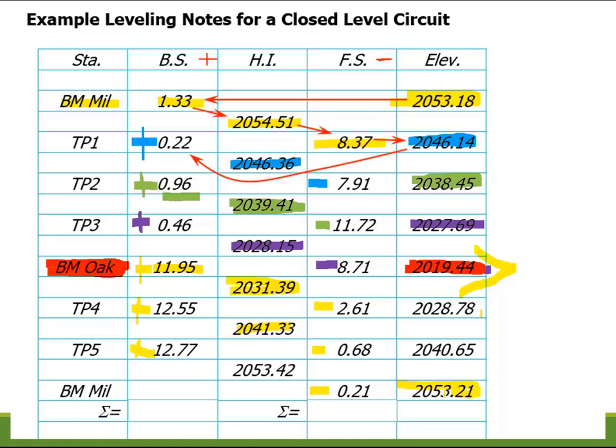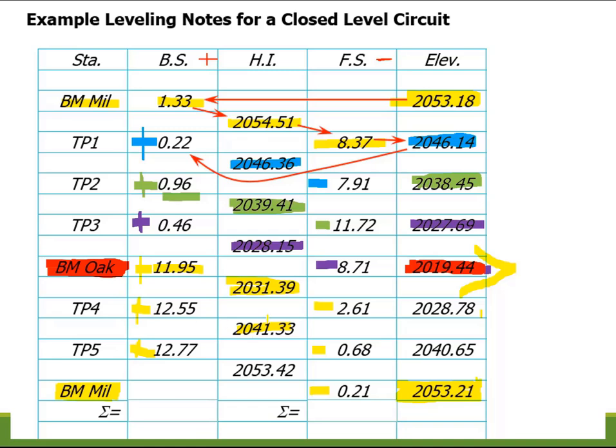At this point, I make the comparison, right? I came back to the benchmark and my calculated elevation is 2053.21. So I, however, know that I'm supposed to be at 2053.18. So I have 3/100ths of a foot in this case of error that needs to be distributed. Some place along there, or maybe multiple places along that route, I must have carried the instrument in error.